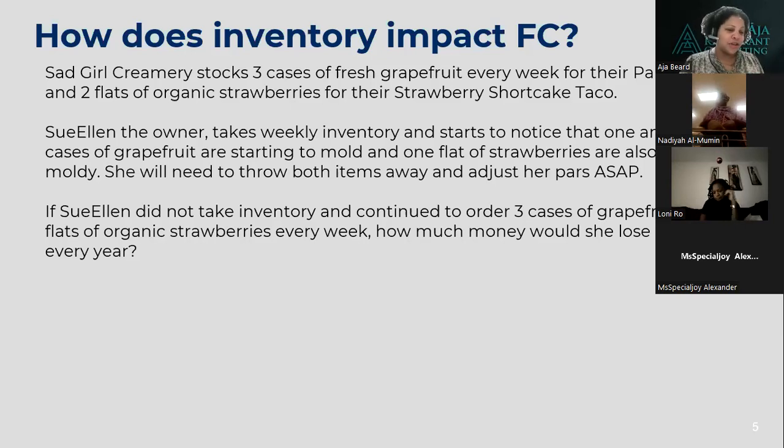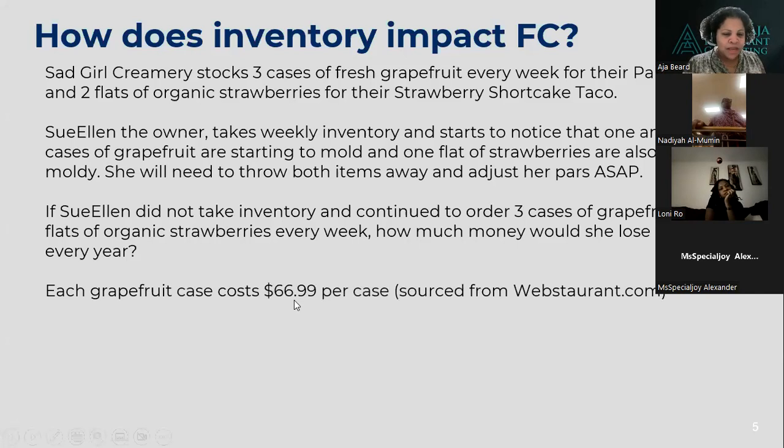But if you don't make these adjustments, if you didn't take inventory on a regular basis, which a lot of my small business vendors don't, and you just continue to order the same amount every week, and you have people that aren't telling you that you're throwing away things or that they're getting moldy, how much money would you potentially lose if you just maintain these same PARs and over ordered?